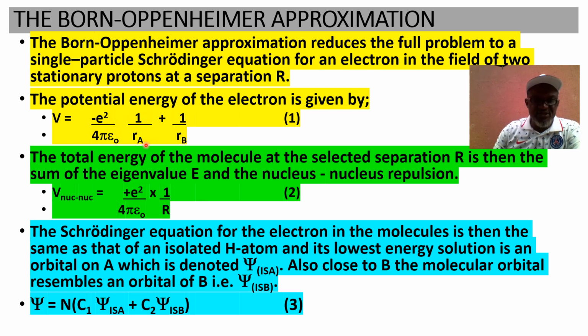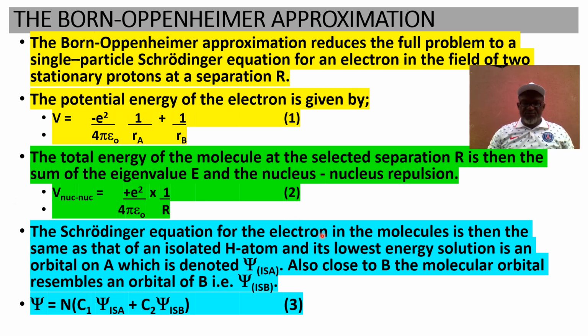And now look at this. r_A is the distance from atom A. r_B is the distance from atom B when the electron is at the middle. The total energy of the molecule at the selected separation R is then the sum of the eigenvalues and eigenfunctions, and the nucleus-nucleus repulsion. Remember, we have two nuclei. There will be repulsion between the two nuclei, and this nucleus-nucleus repulsion energy is now equal to this. So we have 1 over r_A plus 1 over r_B, which is halfway to B and halfway to A, and will now give us a total sum of 1 over R, because this R is the separation between the two nuclei A and B.